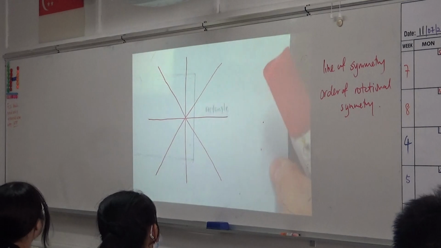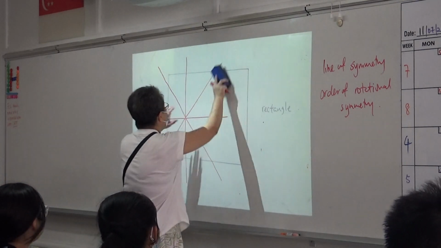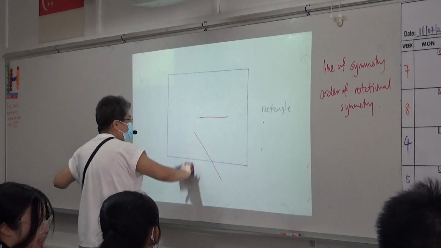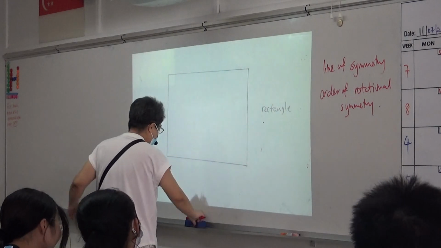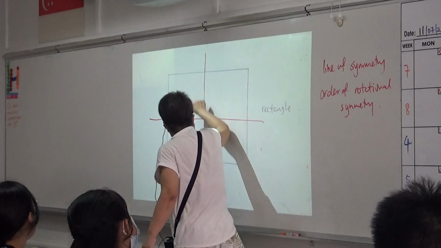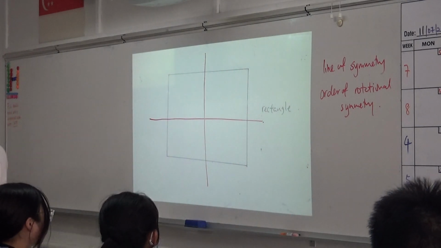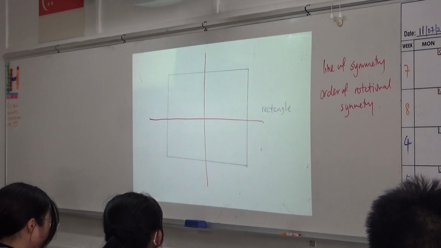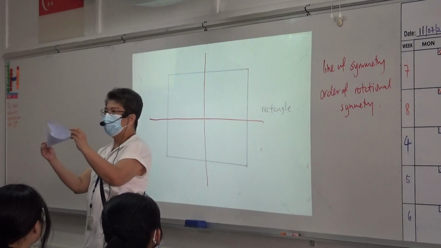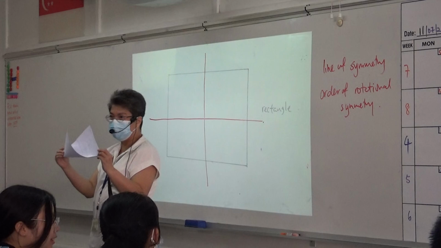This is a rectangle. Rectangle has how many lines of symmetry? 2, not 4. I will show you where the 2 are, okay? Do you agree it's this one? And where? This one, right? The diagonal sometimes cannot. Let me show you. This is a rectangle, right? Can you see the diagonal? If I fold, it will not coincide. Can you see what I'm talking about? Therefore, it is not a line of symmetry.